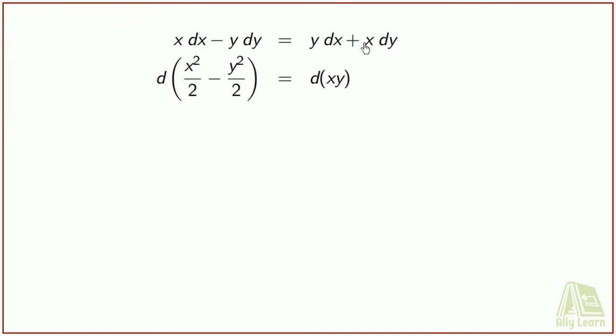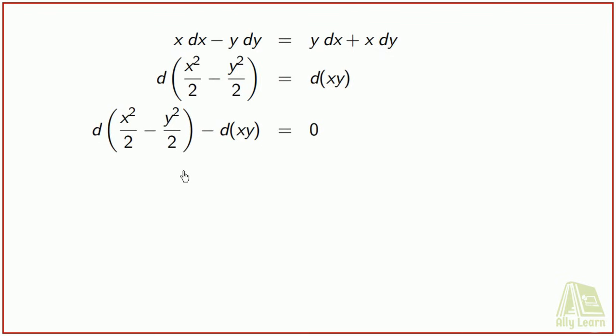What you can see over here is that when you expand this term d of xy, you will get y dx plus x dy, and when you expand this expression, you will get 2x over 2 into dx minus 2y over 2 into dy. That is precisely the expression over here. Fine. So afterwards, you take this term on the left hand side, you get this expression.